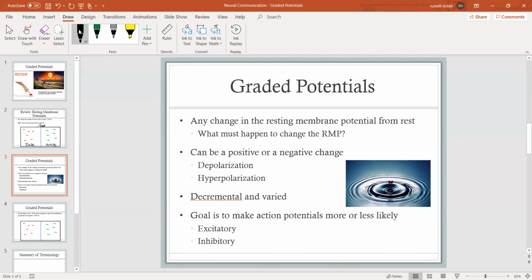So let's look at what a graded potential is. This is how I define it. A graded potential is any change in the resting membrane potential from rest.